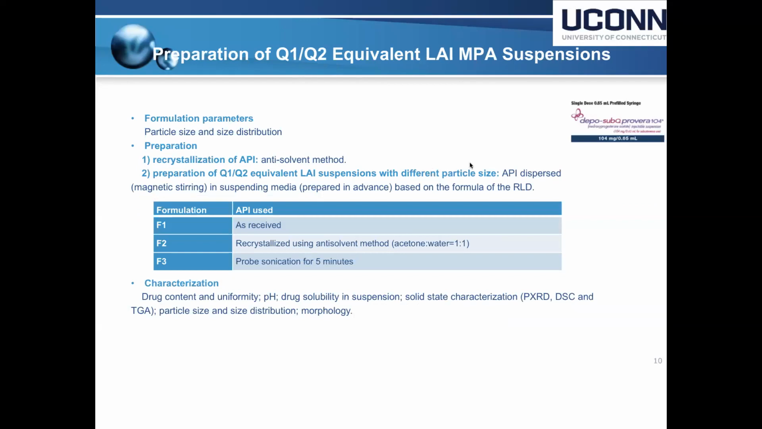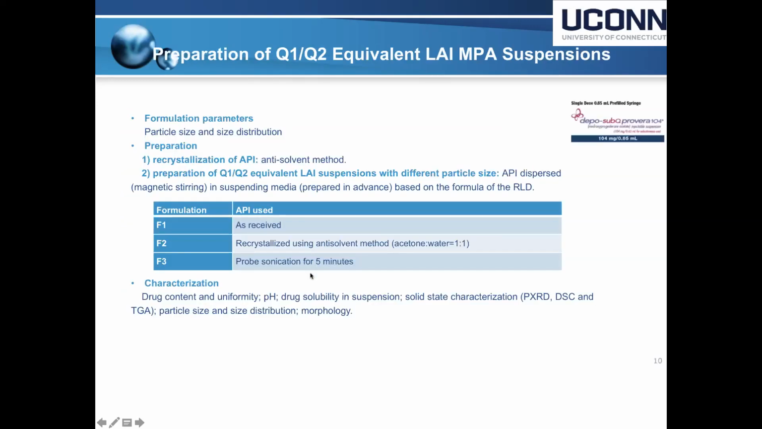So to prepare some formulations that would be slightly different but still Q1, Q2, we did recrystallization of the API using an anti-solvent method. We also did some reduction in particle size by sonication. So we had 3 formulations initially. The first one, we used the API just as received. The second one, we did the recrystallization. And the third one, we did some probe sonication to reduce the particle size.